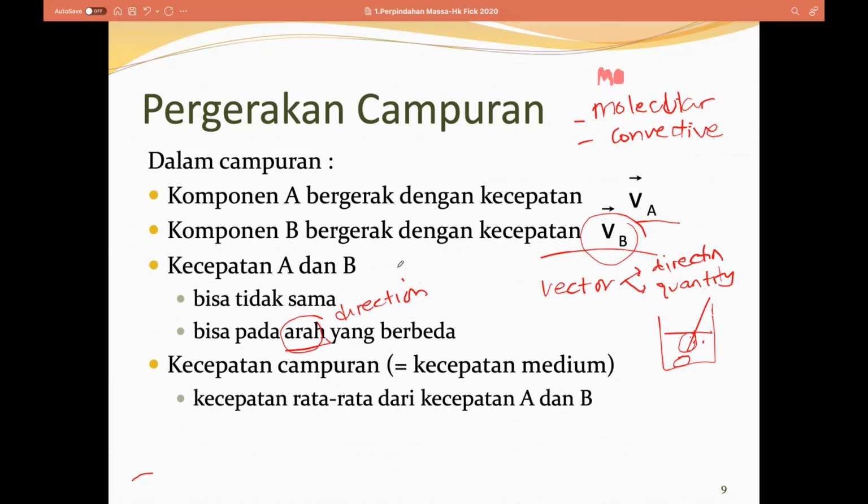However, we can find what we call the medium velocity, or the mixture velocity, which is the average velocity of A and velocity of B.